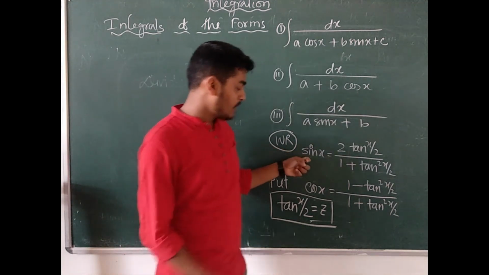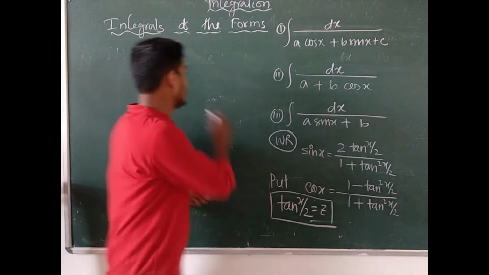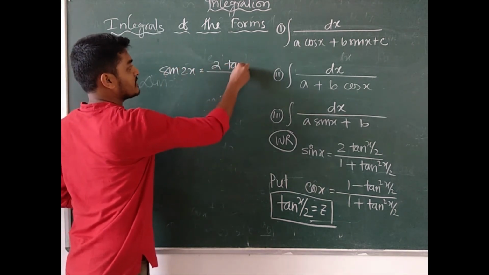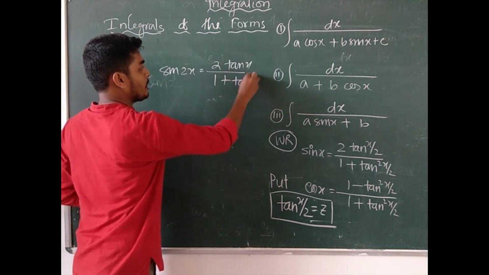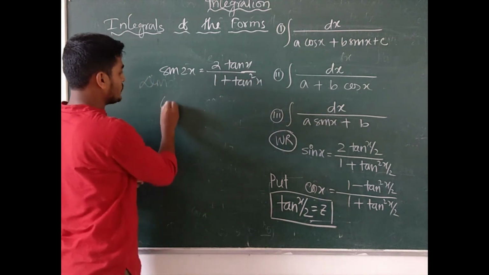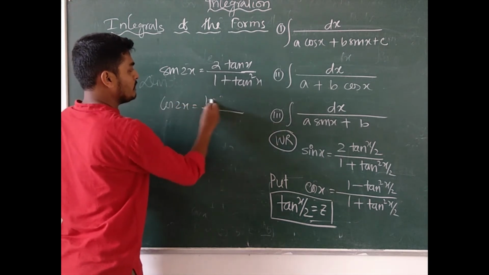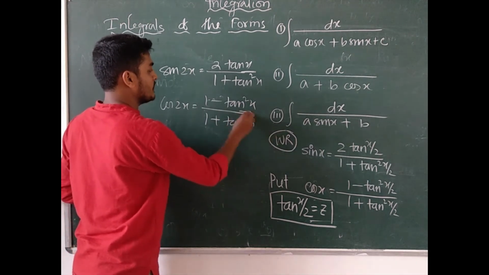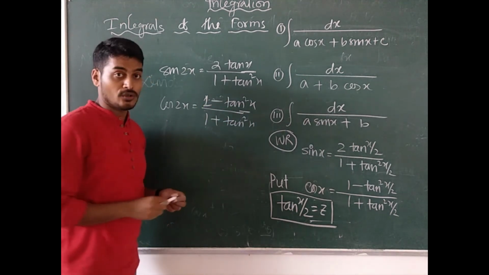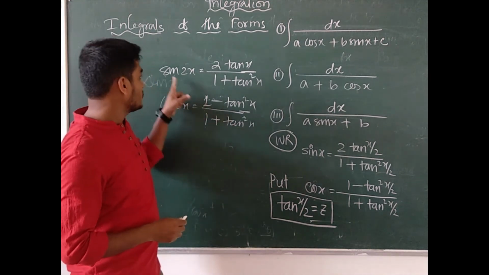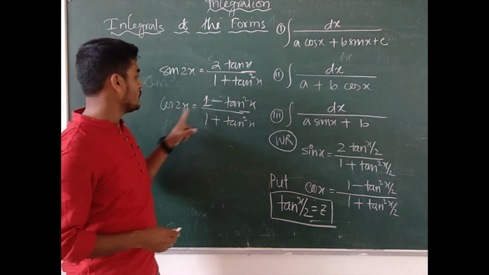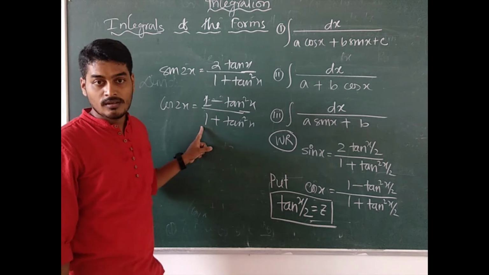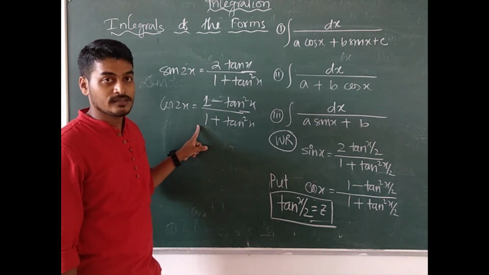The working rule is that you should know the formula for sin twice x. What is sin twice x generally? Sin twice x is equal to 2 tan x divided by 1 plus tan square x. Am I correct? Similarly, cos twice x is 1 minus tan square x divided by 1 plus tan square x. You should recall these two formulas in all those cases. Sin twice x is 2 tan x divided by 1 plus tan square x, and cos twice x is 1 minus tan square x divided by 1 plus tan square x. In this way we can easily think about it.